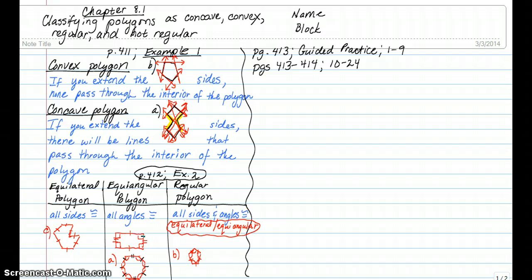All right, now we're going to go ahead and classify these 4 figures as to whether they are concave or convex as well. The directions don't ask for that, but we may as well do it. On this one, as I see this, there's this little chunk that goes in. I know that that's going to be concave.